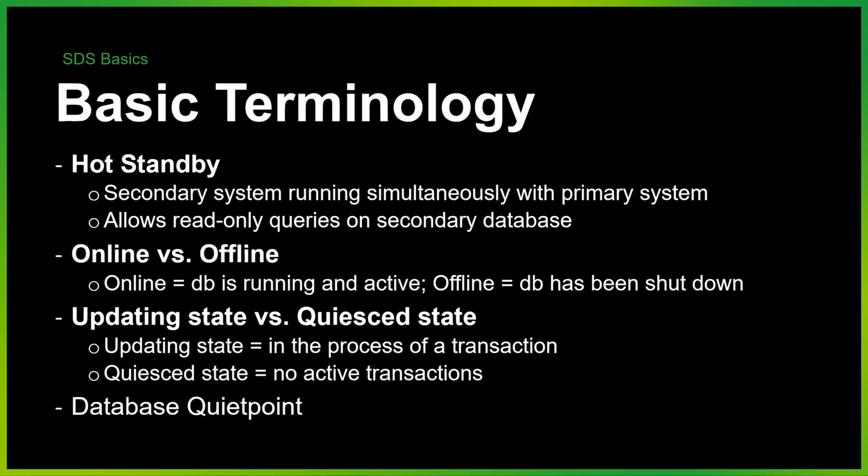Some brief terminology explained. A hot, aka online standby, is when a secondary system runs simultaneously with the primary system. This allows things like load balancing of queries such as reporting, or running a relational population service application to pump data out into a relational database on the secondary database.